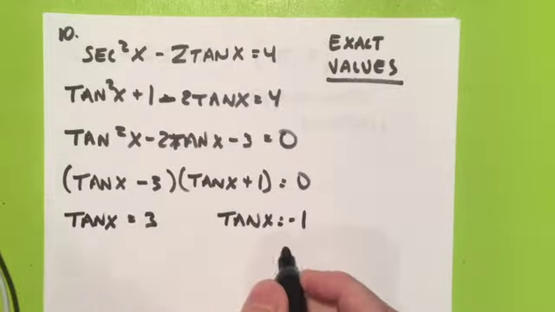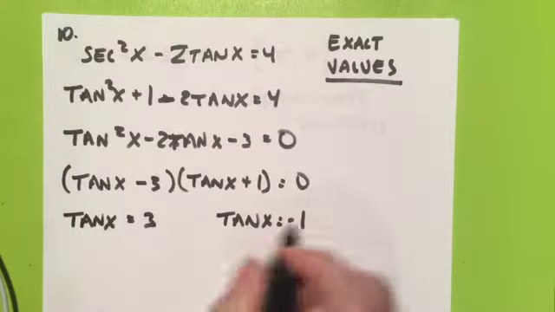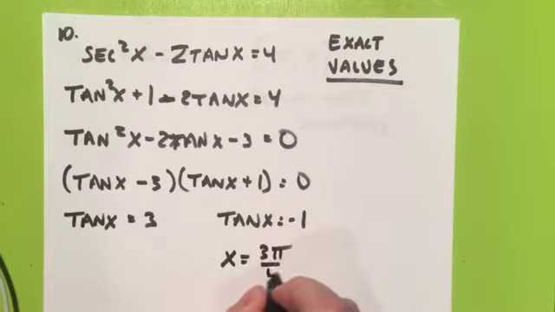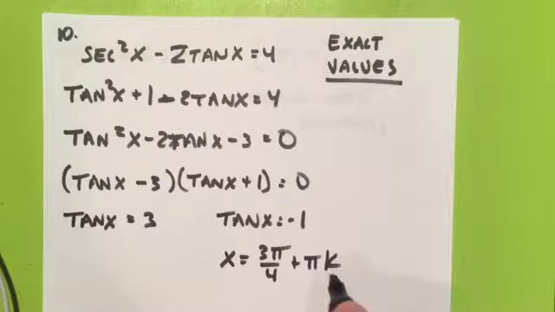Well, solving for this, we know negative 1, that's 3 pi over 4, excuse me. So x equals 3 pi over 4 plus pi k. Period of tangent is pi.